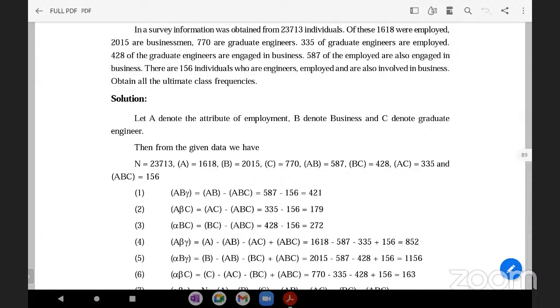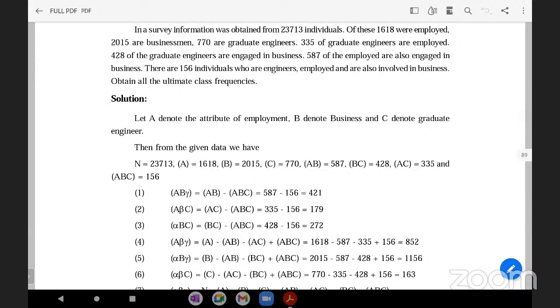Next, alpha beta C equal to AC minus ABC, so 335 minus 156 equal to 179. Alpha BC equal to BC minus ABC, so that is 428 minus 156, it is equal to 272. And A beta gamma equal to A minus AB minus AC plus ABC. Just now we discussed that formula. So here 1618 minus 587 minus 335 plus 156.